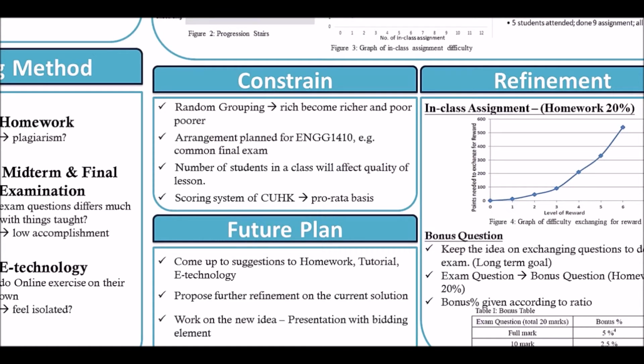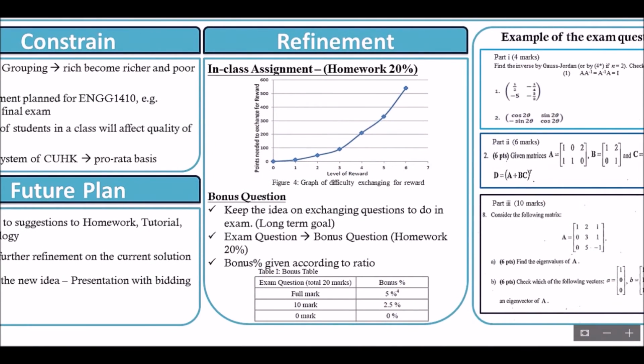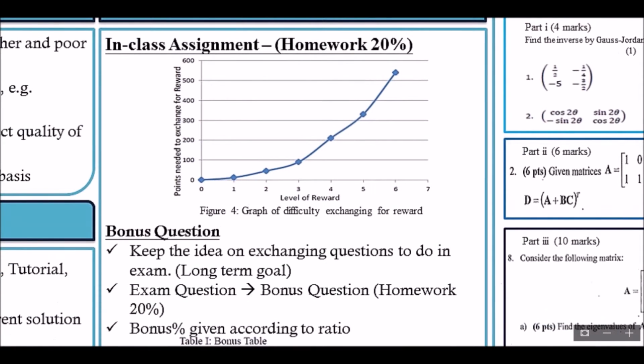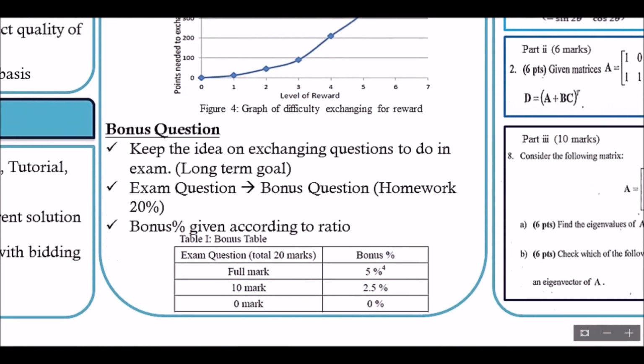Hence, we have some adjustments to the solution. First, increase the weight of the in-class assignment in the overall course percentage from 10% to 20%. The course marks will now be calculated according to the graph in Figure 4, such that a student who has 540 marks can receive a full score of homework marks. Second, we will keep the exam question and turn it into a bonus to fill up the homework marks. However, students should evaluate the risk of taking time to finish the original exam paper.